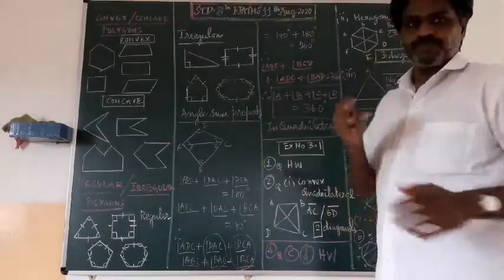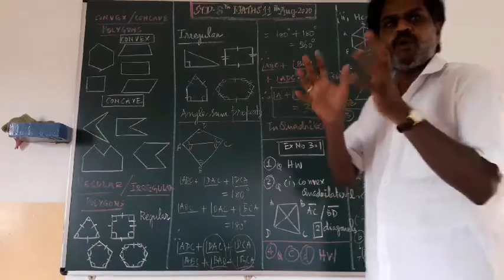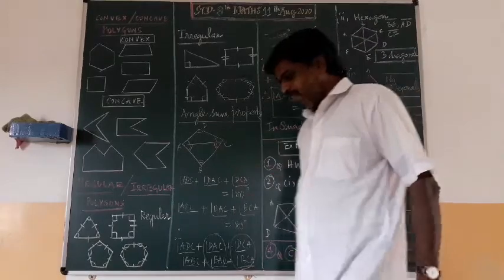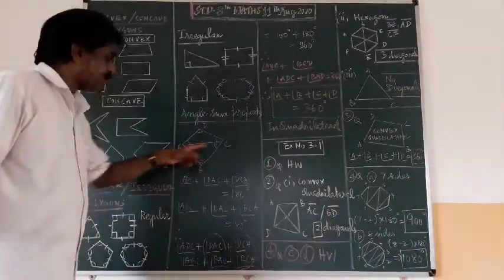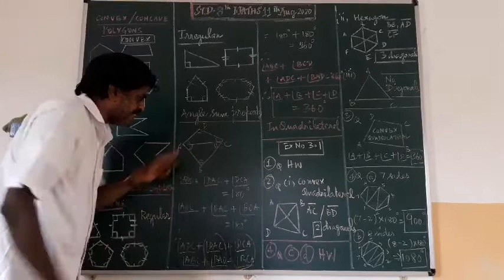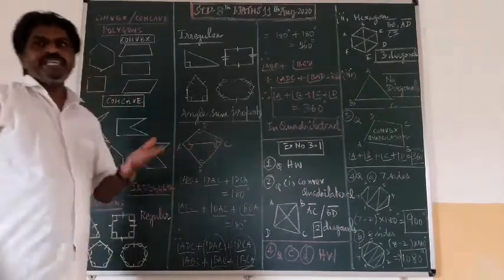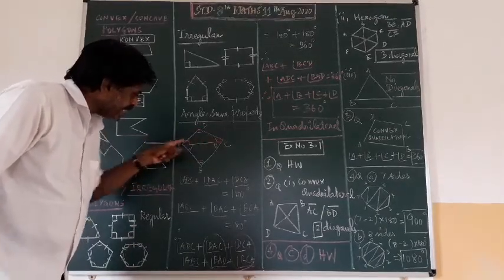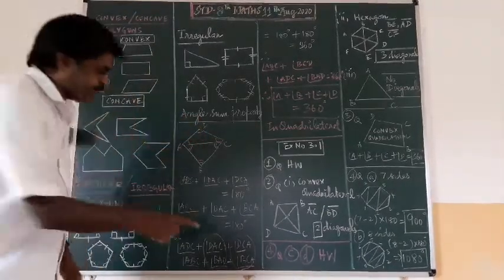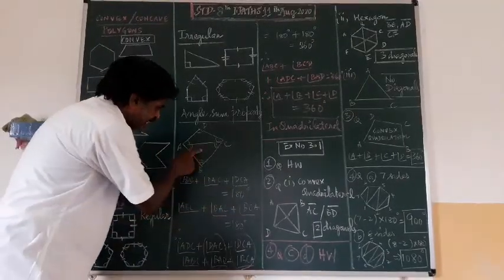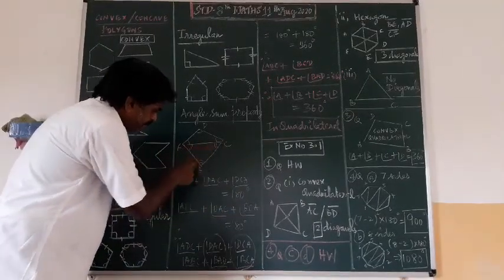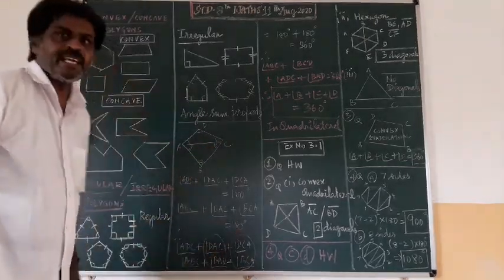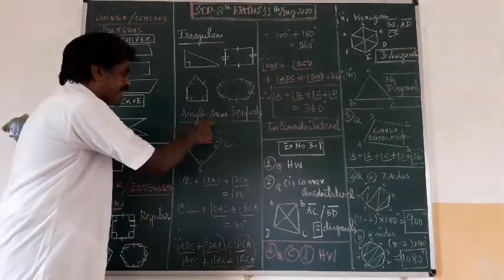Then some angle properties of the quadrilateral. Quadrilateral means what? Quadra means 4, so 4 sides. When you draw a diagonal, A to C, in the quadrilateral ABCD, it is divided into two triangles, no? In the triangle, angle D, angle DAC, angle DCA, these three angles we know add up to 180 degree. Same thing in the other triangle, ABC: angles ABC, BAC and BCA equal 180 degree. So two triangles added form a quadrilateral.